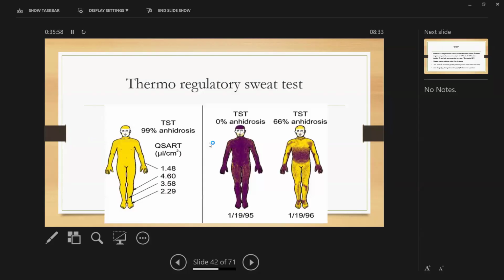Another test is the thermoregulatory sweat test. What we are doing here is increasing the temperature of the body. When the temperature increases, our body reflexively increases sweating to cool the body. So by that we are producing the sweat. Here it tests the integrity of the whole autonomic pathway from the periphery to the center, not only the postganglionic part. So the test will be abnormal in both central autonomic dysfunction and peripheral postganglionic dysfunction.